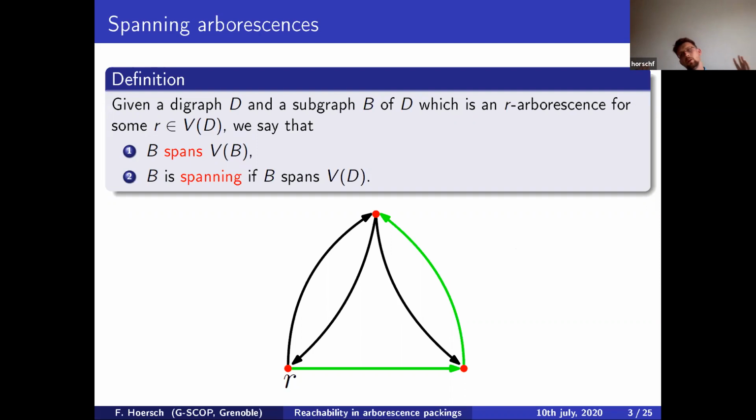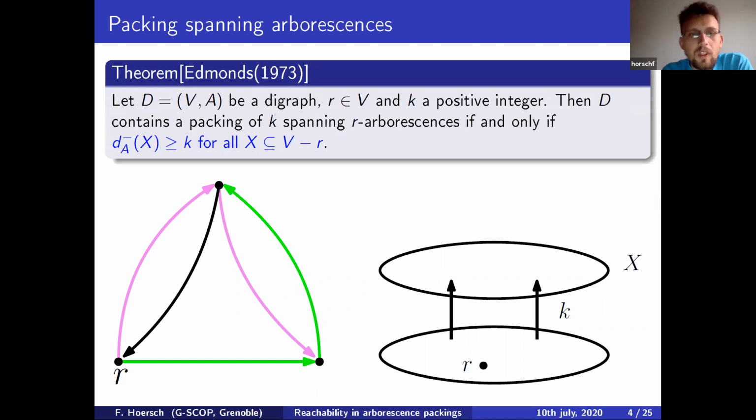Okay. Now, one question on arborescences is, when can I have several disjoint arborescences in a graph? And the starting point of all our research is the following theorem of Edmonds, which characterizes graphs which have at least k disjoint arborescences with the same root for a given constant. And this says I have k disjoint arborescences if and only if every subset which does not contain R, subset of the vertices, has at least k incoming arcs.